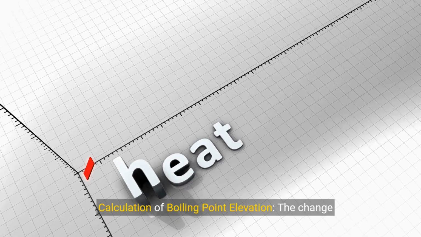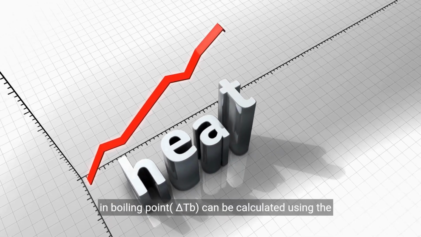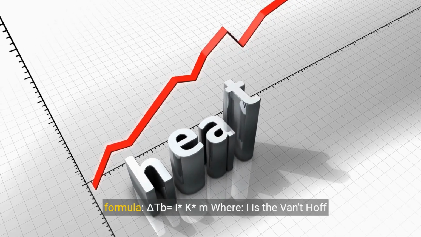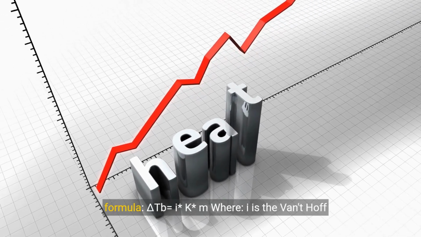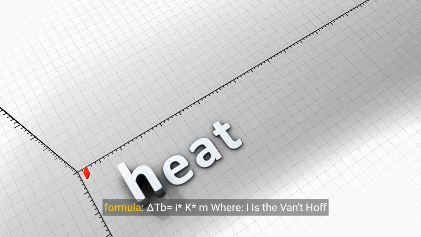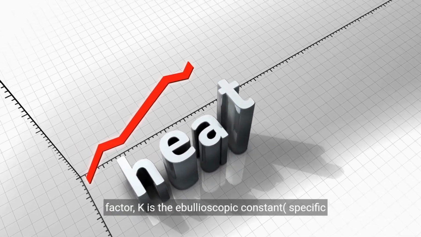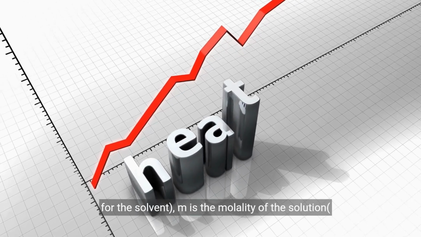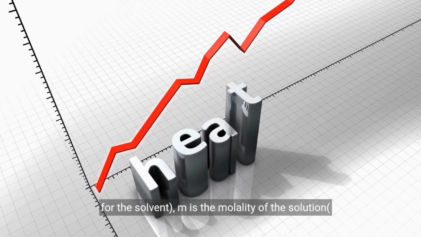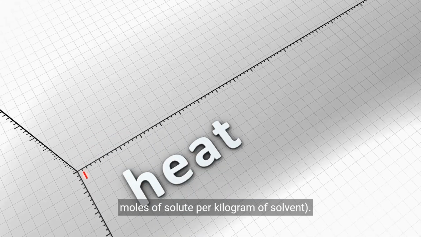Calculation of boiling point elevation. The change in boiling point, delta Tb, can be calculated using the formula delta Tb equals i K m, where i is the Van't Hoff factor, K is the ebullioscopic constant specific for the solvent, and m is the molality of the solution, moles of solute per kilogram of solvent.